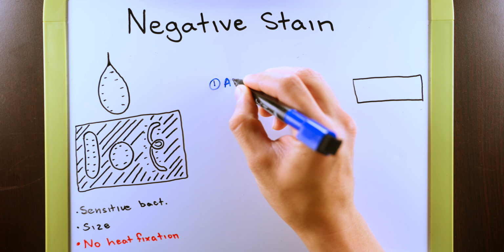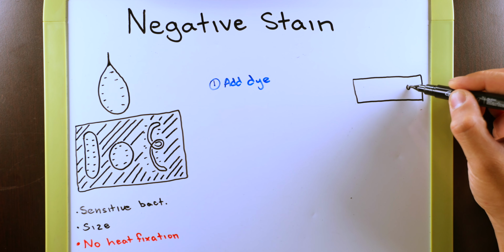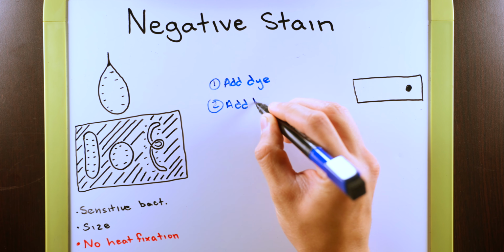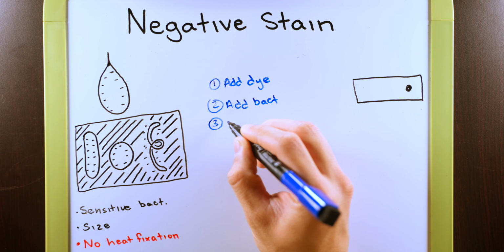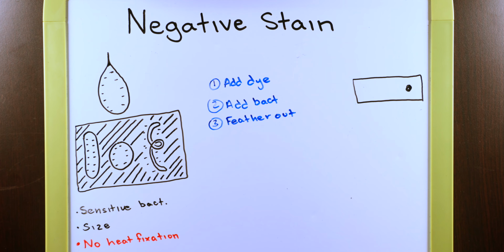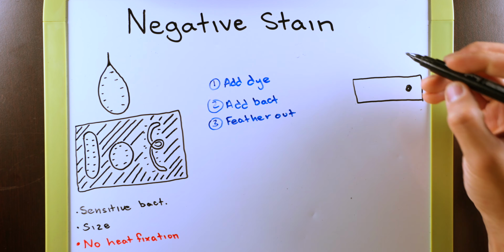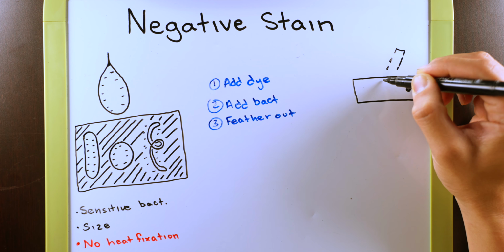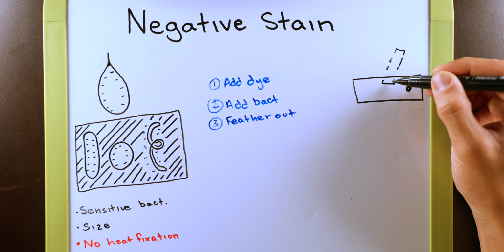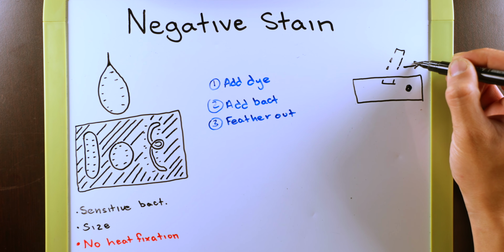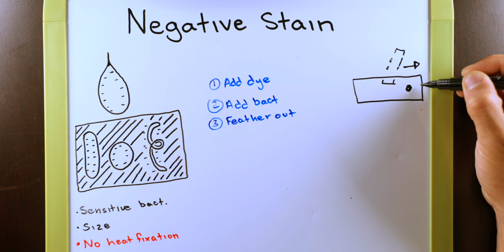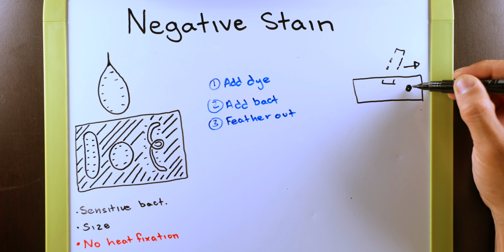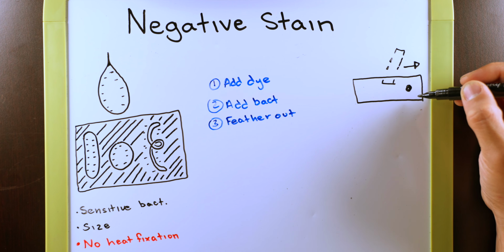First, you will add the dye to one side of the slide. Then you'll add your bacteria in that same spot. Then you will use the feathering out technique. And the feathering out technique is to ensure that once we have these cells under observation, we have a 1-layer cell thickness. And the way that we do this is by using another slide. Imagine that we have another slide here, and this slide we will drag back almost to the edge of this slide. It will allow the dye bacterial mixture to evenly disperse to both edges of the slide.